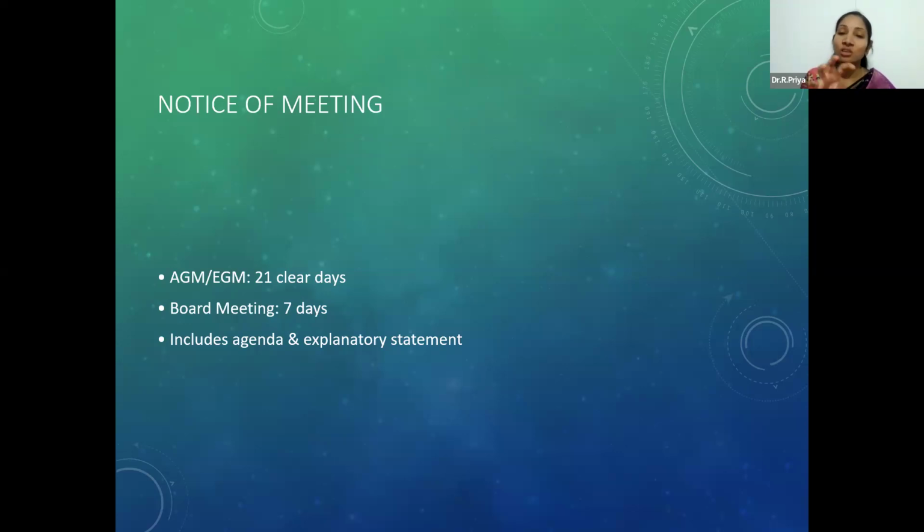In the AGM, the equity shareholders participate. The director level is the minimum. Yes, the company's minimum to maximum is 7, so that we can call them directors. Only directors should participate in that board meeting. So we can say that it's enough for 7 days.